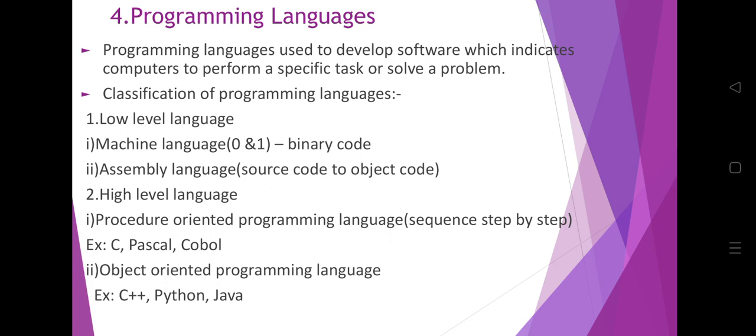In procedure oriented, we proceed step by step in a sequence, with examples like COBOL, Pascal, C. Coming to object oriented programming languages, that is the OOPS concept, where we use classes, objects, inheritance, and all those concepts. Examples of those programming languages are C++, Python and Java.